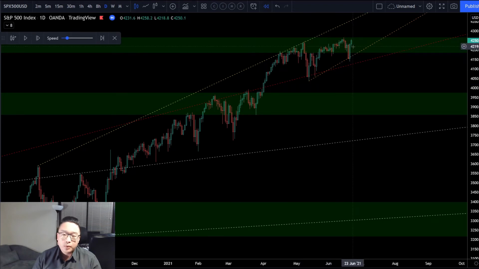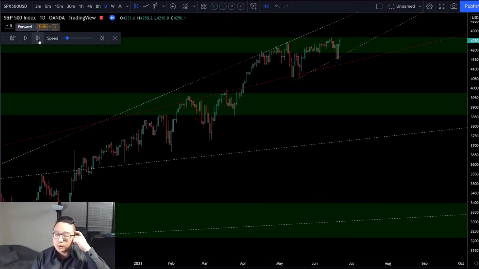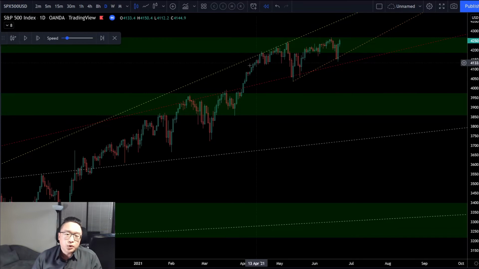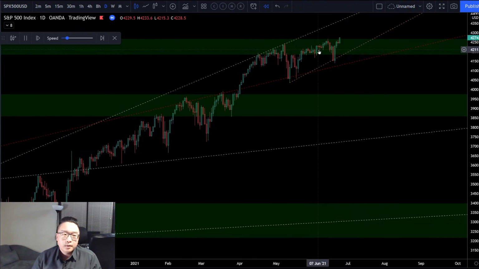Now, where would the entry be? Because you would not have known the entry to be here, as this is only the second touch of that short-term trend line. So let's move the chart forward and see where the most ideal entry and exits would be, as you now know a few trend lines. We'll discuss the chart as the move goes on.